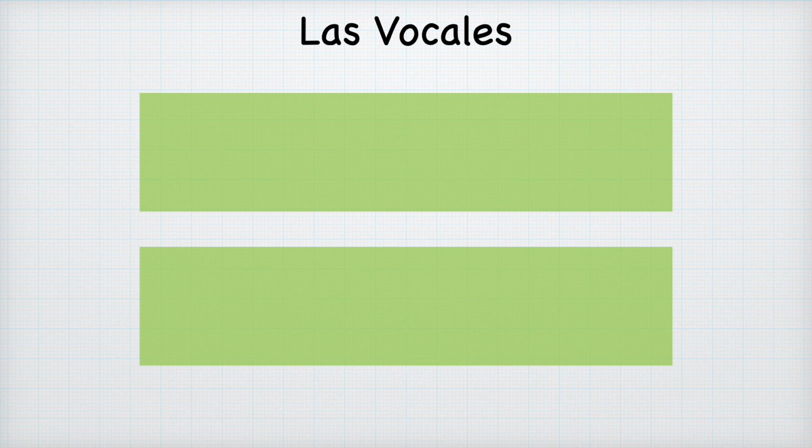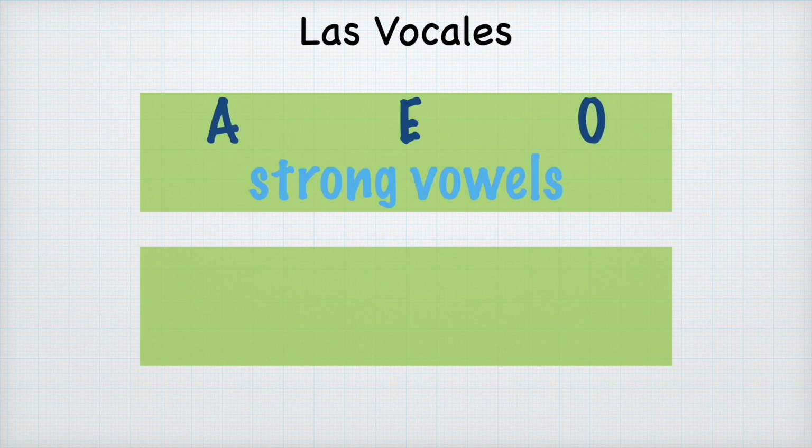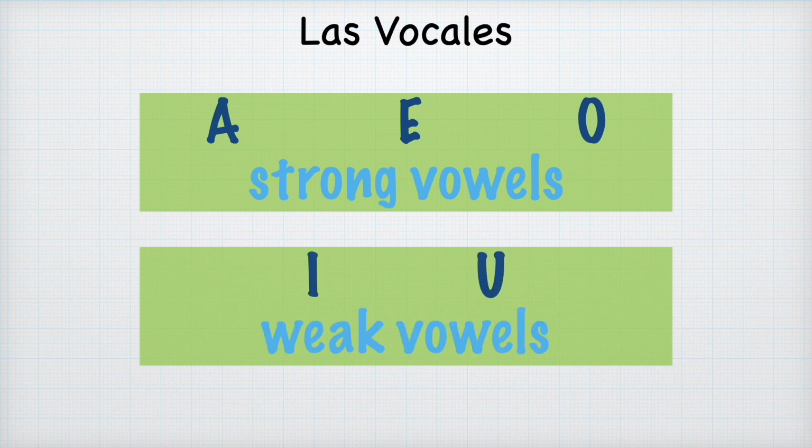¿Ya conoces las vocales? Do you know the vowels? It's important to understand the vowels as they are the center of the syllables. You probably already know that the vowels are A, E, I, O, U. A, E, and O are considered strong vowels, and I and U are considered weak vowels. This is important because the way the vowels are paired together dictates if they're within the same syllable or separate.